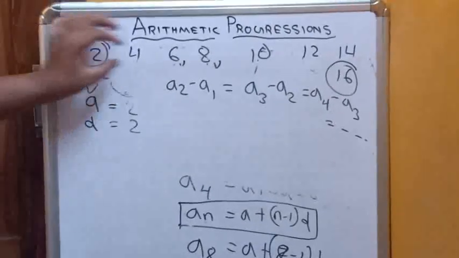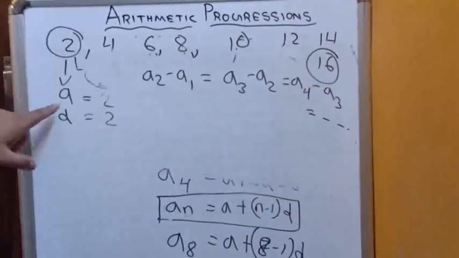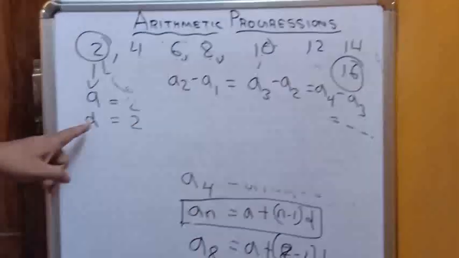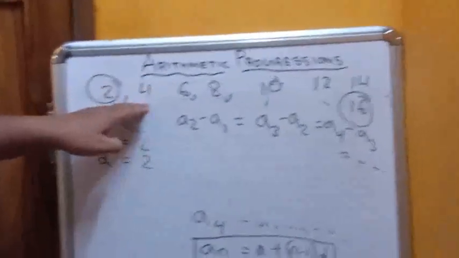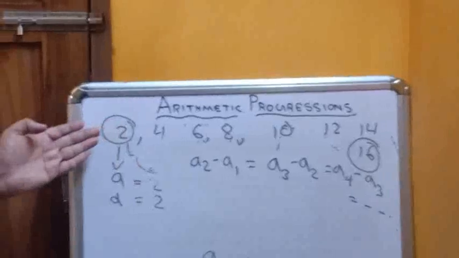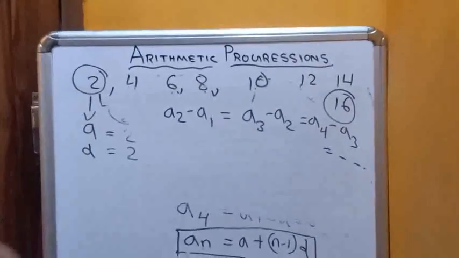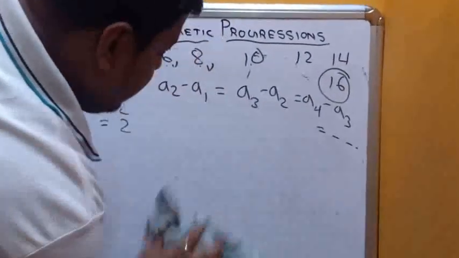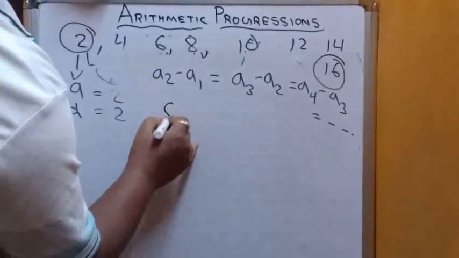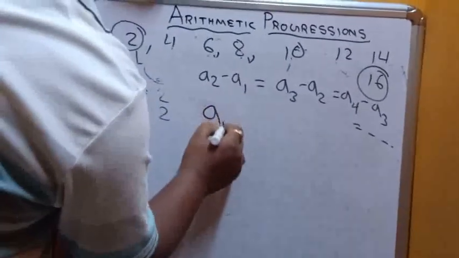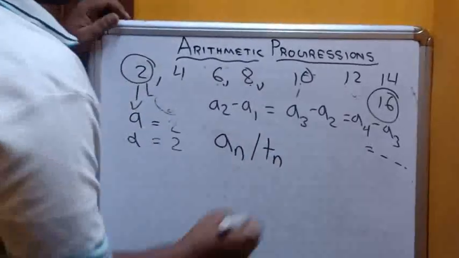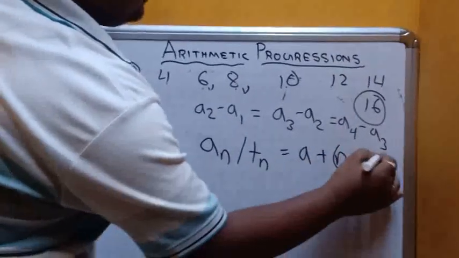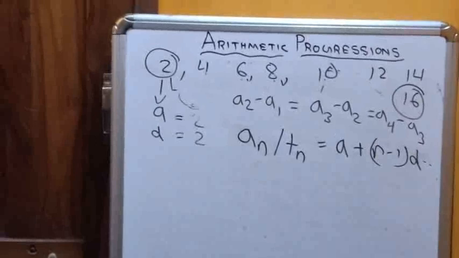So this is an AP. What can you find out here? The first term is A equals 2, and the difference you are getting is D equals 2. Then if he asks in this sequence to find the 8th term, the 11th term, or the general term, the nth term, what formula do you have to use? An, or sometimes they write Tn also. An or Tn equals A plus n minus 1 into D.